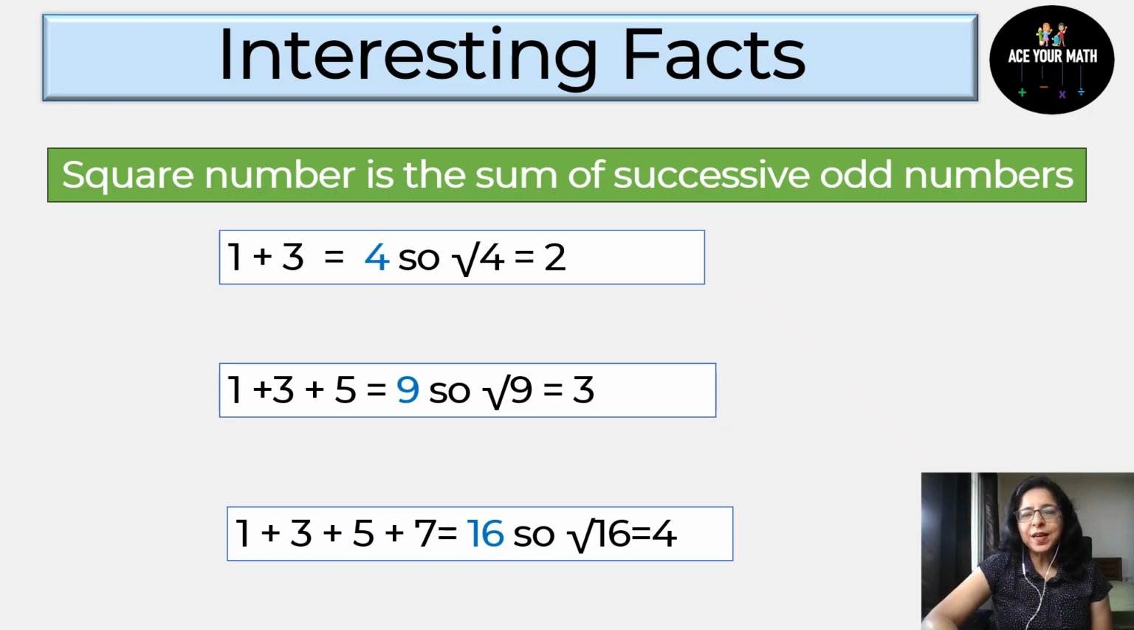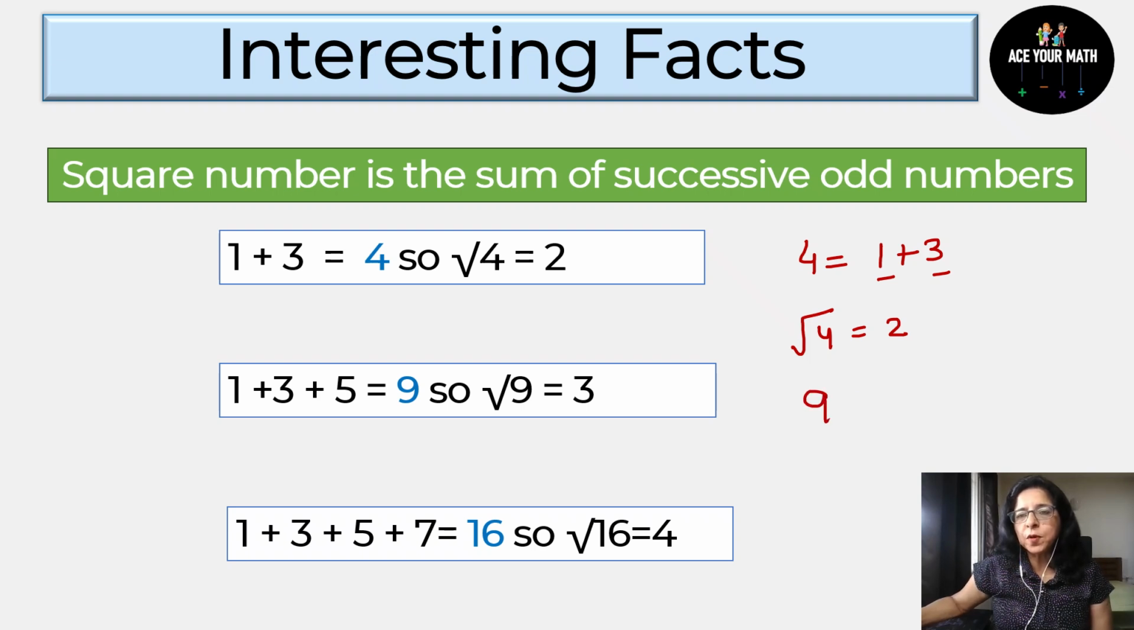Now see a few interesting facts: the square number is the sum of successive odd numbers. As I've written here, we know that 4 is a square number. And before 4, how many odd numbers come? There are two odd numbers only, 1 and 3. So what is the square root of 4? Square root of 4 is 2, because there are two odd numbers before 4 and 4 is the sum of those odd numbers.